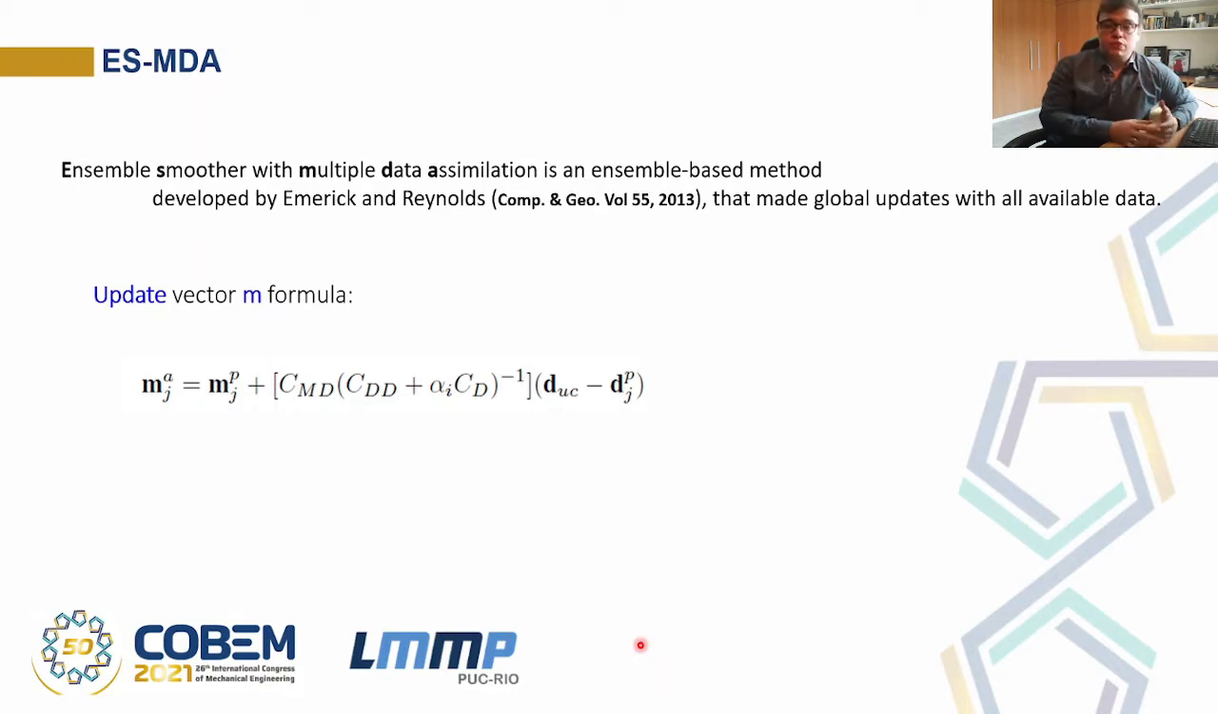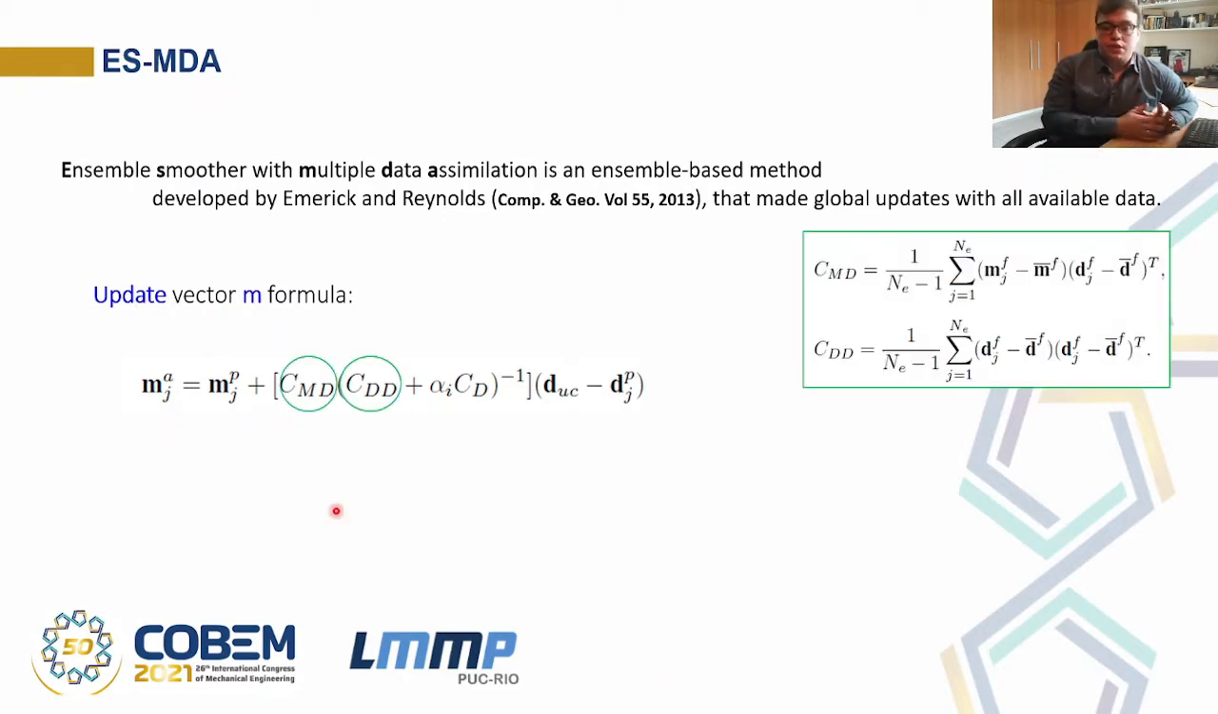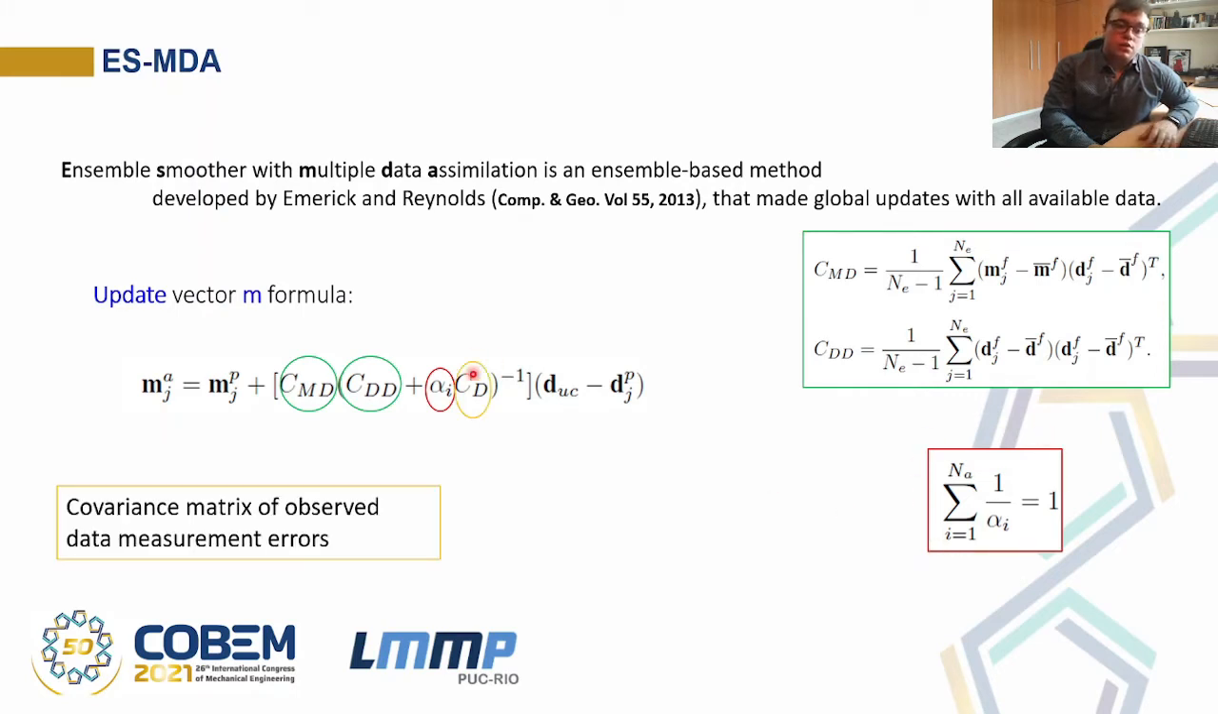The ensemble smoother with multiple data assimilation is an ensemble method that makes iterative global updates in the vector of parameters M and has this update formula, where CMD and CDD are created in this way. The alpha is an inflation factor that obeys this rule. The CD, as mentioned before, is the covariance matrix of the observed data measurement error. The d_obs is the observed data, and D is the simulated data.